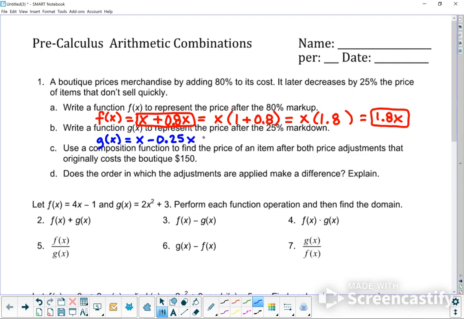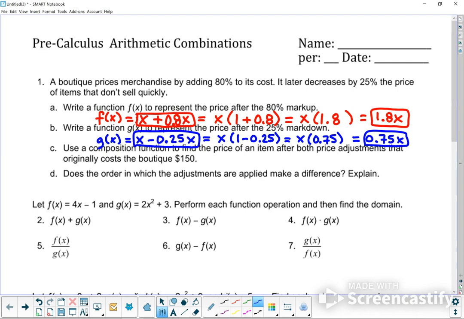Again, you can do the same thing. Factor the x out, and then x is on the outside, and that'd be 1 minus 0.25. And if you think about money, $1 minus 25 cents is 75 cents. So it'll be x times 0.75. So if they mark it down by 25%, you're actually paying 75% of the original price. So you can also write 0.75x. That's the better function, but you can also use the original one of x minus 0.25x. Either one is fine.